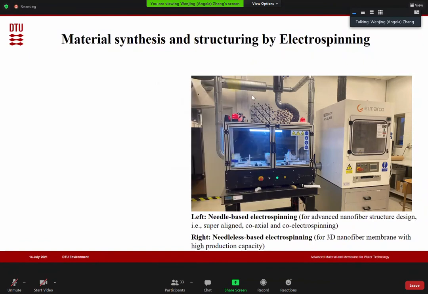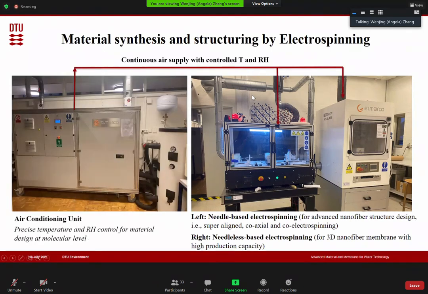But to precisely control the molecular orientation of each nanofiber, what we can do in a lab is to couple this electrospinning equipment with an air conditioning unit, also from Marco. Here we synthesize our own air with controlled temperature and relative humidity. So in that case, we supply the air into these chambers, and we can control the evaporation and elongation process during the electrospinning to improve the orientation of the polymer chain.